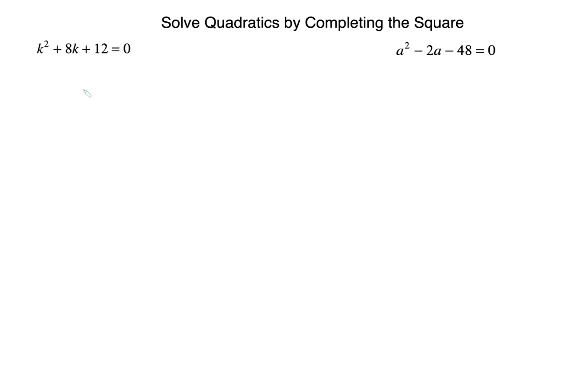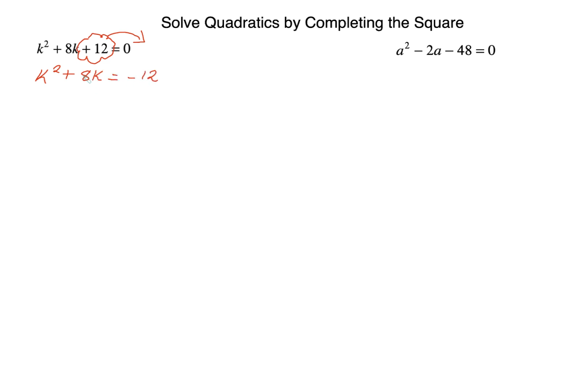Your first step is to have variables on one side and your constant on the other. So this positive 12 here, we need to remove it. We need to take it over to the other side. Now, if you take it over the equal sign, I'm going to get k squared plus 8k equals negative 12.